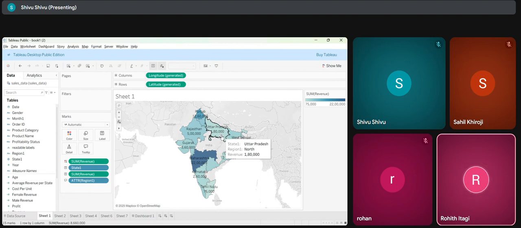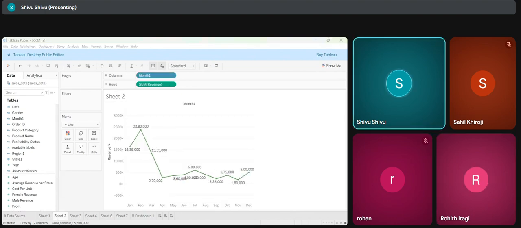The next sheet is explained by my teammate. Thank you, Rohit. Myself, Shivkumar. Here, this line graph shows how the revenue changes month by month throughout the year. Each point on the line represents the total revenue for that month. When the line goes up, it means revenue increased. When the line comes down, it means the revenue decreased.